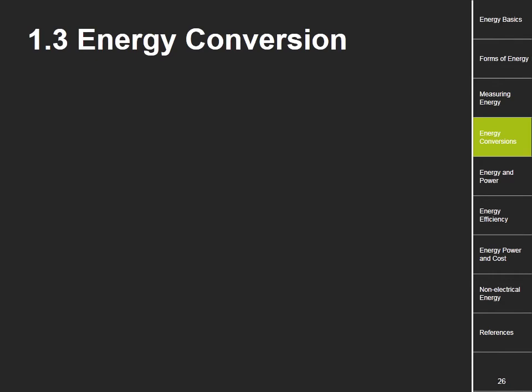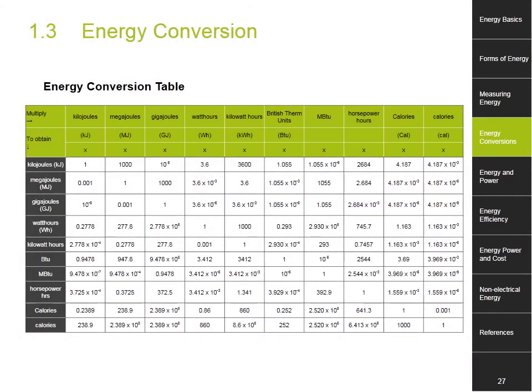Converting energy measurements. The table shown here should allow you to convert between the more common units of energy measurement. For example, to convert 1 British thermal unit to kilowatt hours, multiply 1 by a factor of 3,412, so we can see here that 1 BTU is equal to 3,412 kilowatt hours.